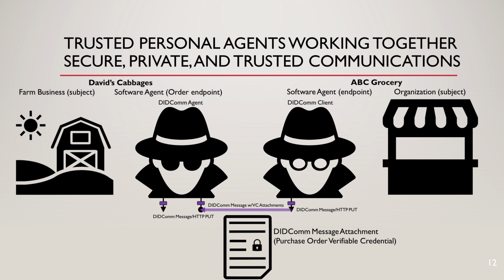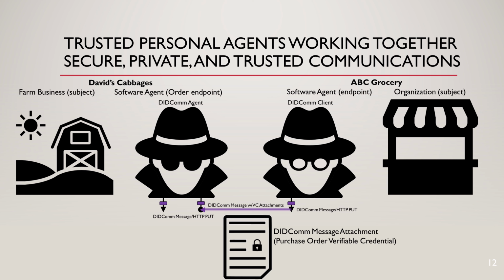And so we can build up. Here's a simple design. Here's ABC Grocery on the right. ABC Grocery has a DIDComm agent. On the left, we have David's Cabbages, and David's Cabbages has a DIDComm agent. And what we're illustrating here is that ABC Grocery wants to issue a purchase order for 10 cabbages. ABC Grocery wants to buy 10 cabbages from David's Cabbages.